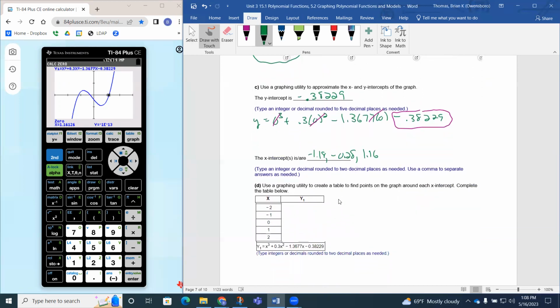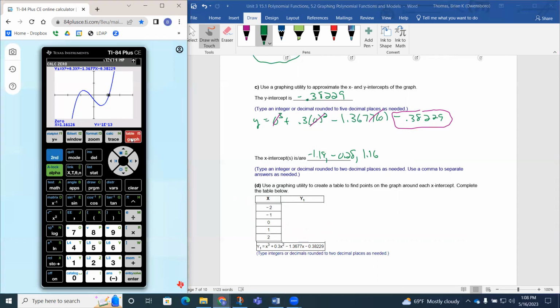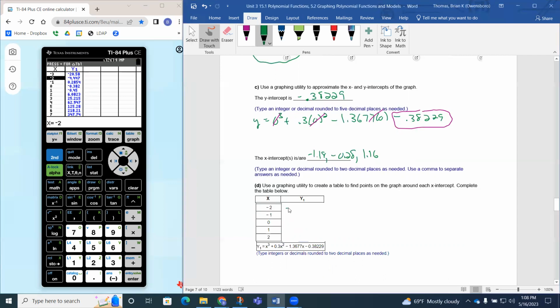So using the graphing utility to help complete the table here. Since these are integers already, we should be able to find those rather easily just in the table. So second table, if we go to -2, we're getting those values already. So they do want this to 2 decimal places. So that's going to be -4.45.